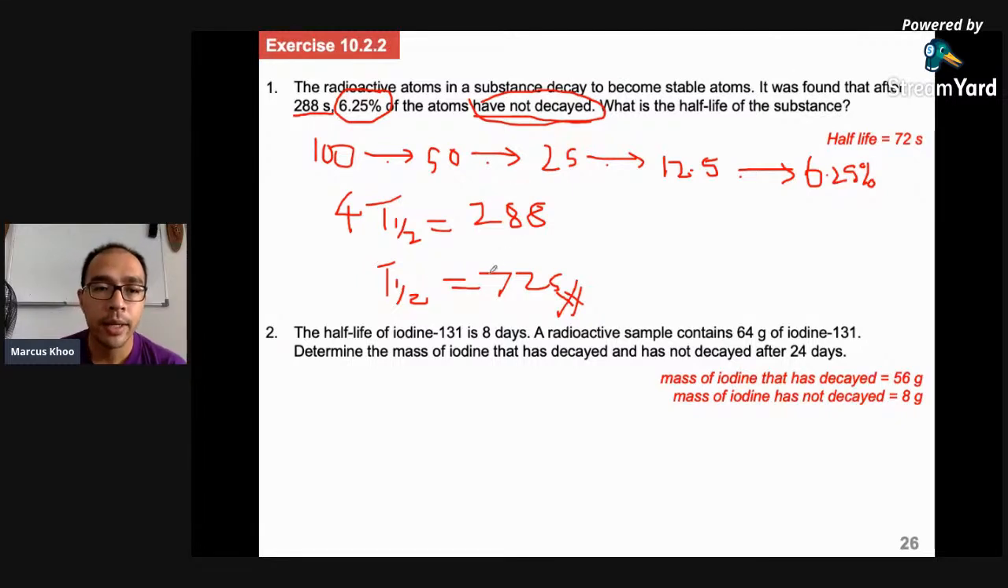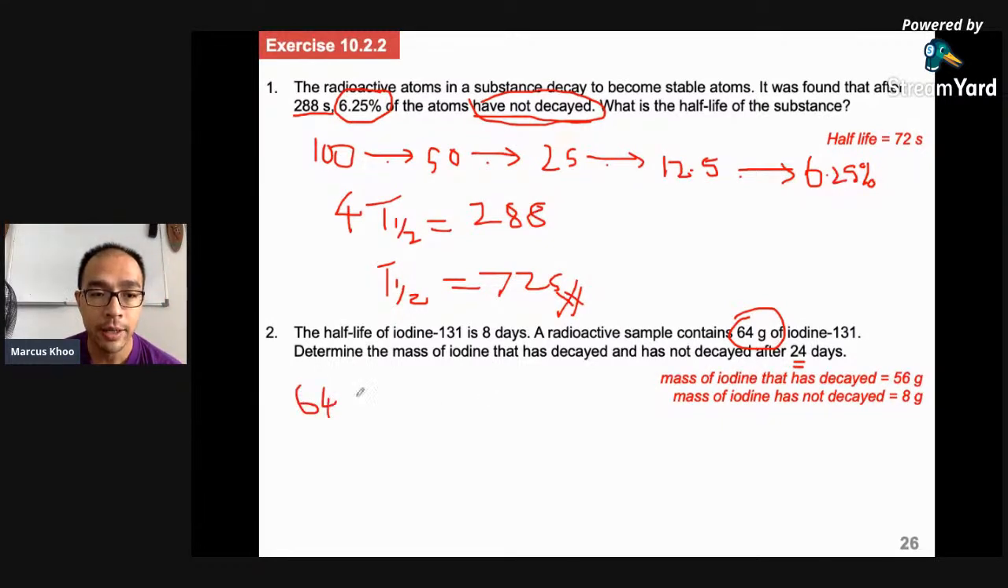Right. Question number two. Half-life of iodine-131 is 8 days. That means every 8 days it is going to reduce to become half. The original sample is 64 grams. Determine the mass of iodine that has decayed and has not decayed after 24 days. Now think about it. If the half-life is 8 days, after 24 days is how many half-lives? 8 times 3 is 24. So we're talking about 3 half-lives. So let's do 3 arrows.